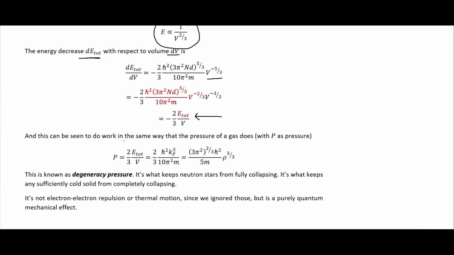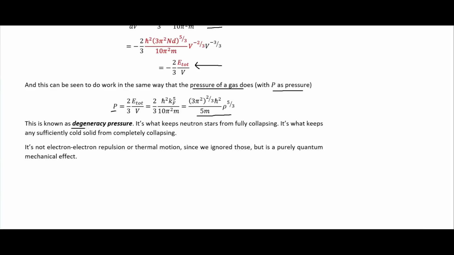And this can be seen to do work in the same way that the pressure of a gas does. So P is equal to pressure. I'm not going to go through all the numbers on here, but we see that there is a pressure here. And this is what is known as the degeneracy pressure. So if you're into popular science stuff, you've probably heard about neutron stars and how they prevent themselves from collapsing because of this degeneracy pressure. Well, this is the degeneracy pressure that we're talking about here. And so the electrons are pushing outward and keeping the thing from collapsing in on itself.